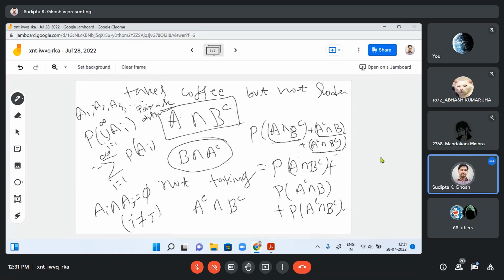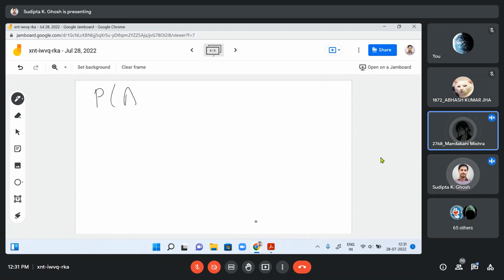Now, can I calculate the value of probability of A intersection B complement? Can I break it down and calculate the value? What is the number? Anyone? It is probability of A minus probability of A intersection B.